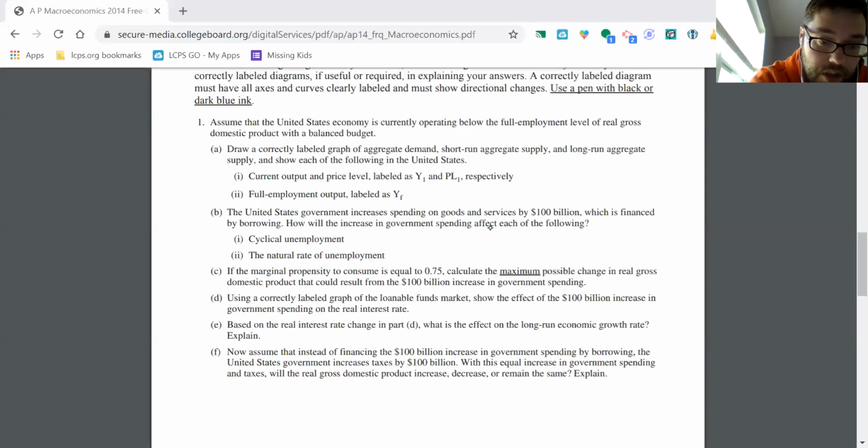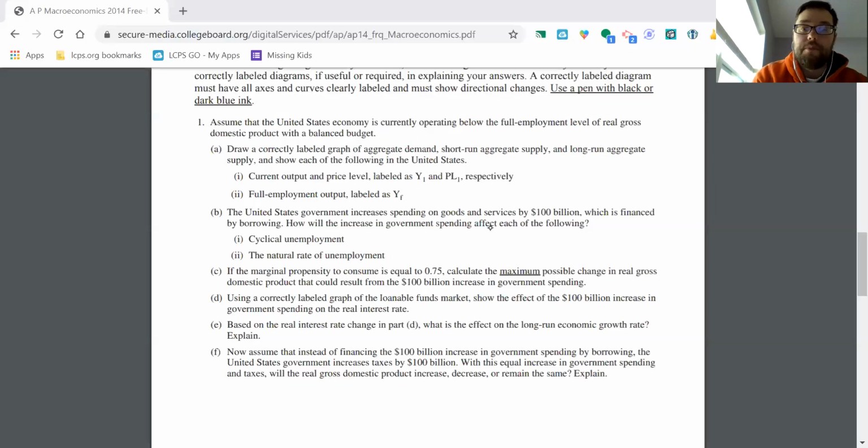And what you can do, show these 2 points over here. Let's call that R1. Let's call that R2. And you see clearly on this graph how interest rate has increased. Okay, so show the effect of the $100 billion increase of government spending on the real interest rate. So R has increased, and we showed that on the graph.